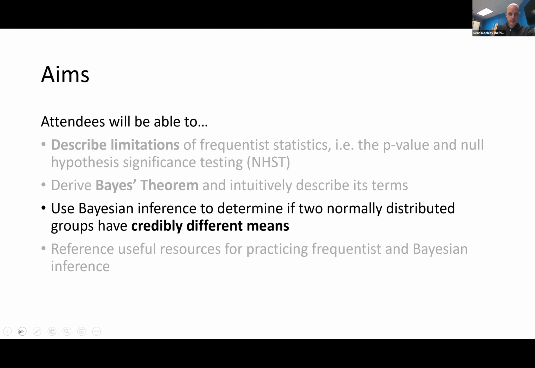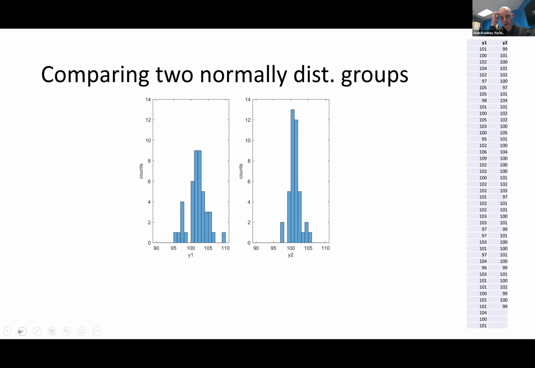So now that we've got a sense of the vocab and hopefully an intuitive sense of how we got there, we're going to use Bayesian inference to determine this classic case. You've got two normally distributed groups and see if they have different means. Okay, so here's the data. We've got y1 and y2, and you can see the histograms here. It looks like the means are pretty close.